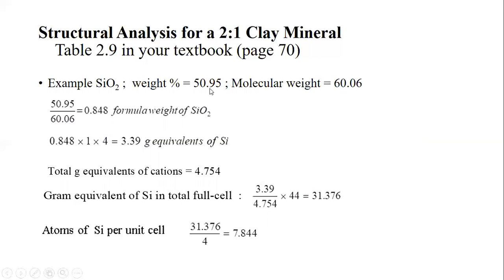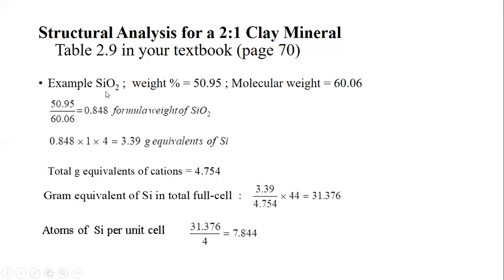So the 50.95, we divide it by 60.06 to get the moles, or we call it formula weight of SiO2, or in other words, the moles. Remember, mass per molecular weight or mole. So we get 0.848 moles of SiO2.